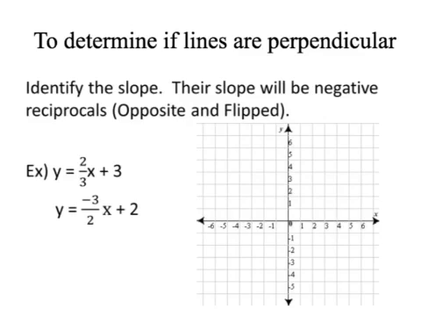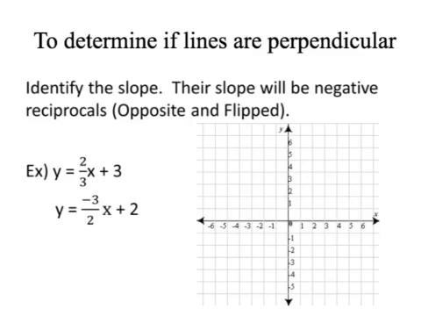To determine if lines are perpendicular, you're once again going to have to look at the slope. So where parallel lines have slopes that are the exact same, the slopes of perpendicular lines are complete opposites. The slope has to be what's called a negative reciprocal, which means they have to have different signs, and one of the slopes has to be completely flipped.